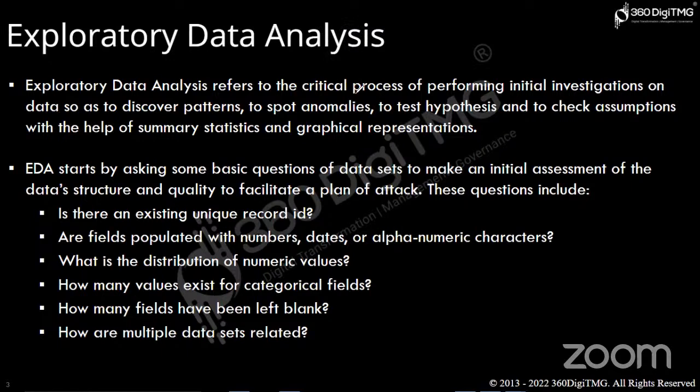What is exploratory data analysis? It refers to the critical process of performing initial investigations on data so as to discover the patterns. We are trying to spot different anomalies. We are trying to test the hypothesis and check assumptions, with the help of summary statistics and graphical representations. It is very important. Exploratory data analysis is very important in any domain that we are going to use.